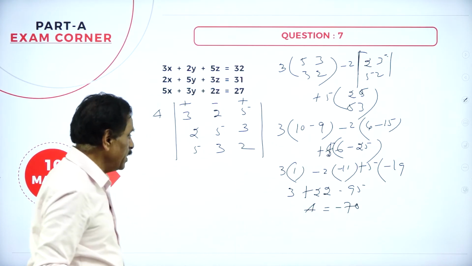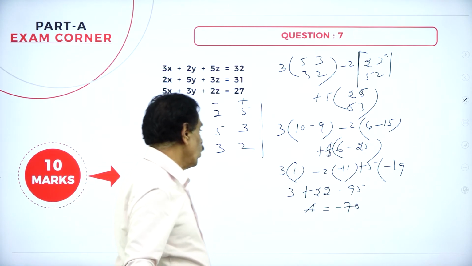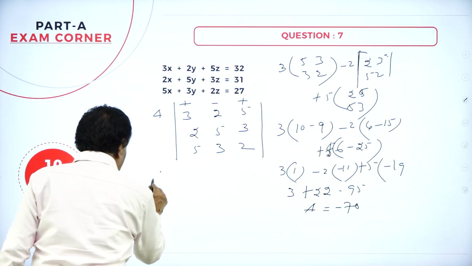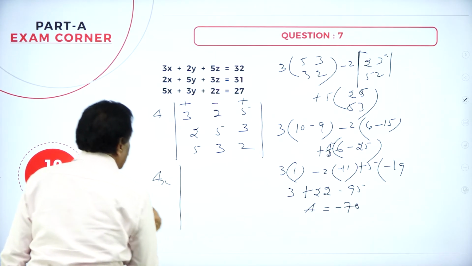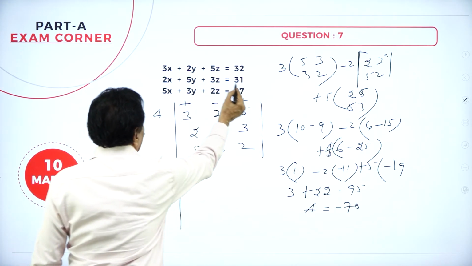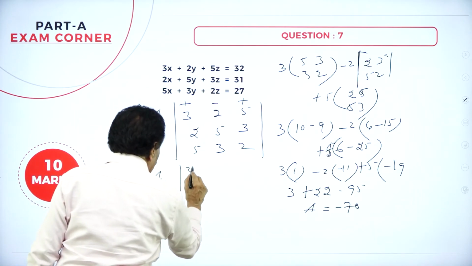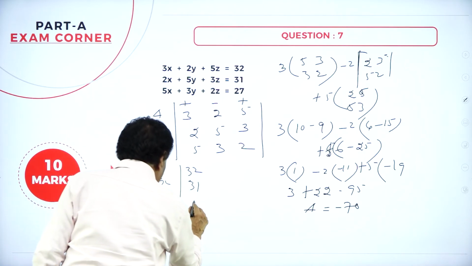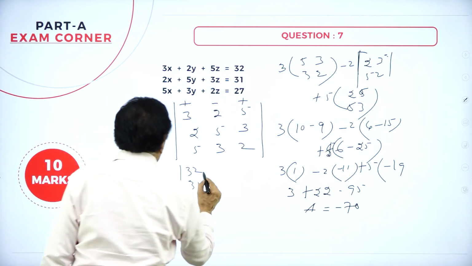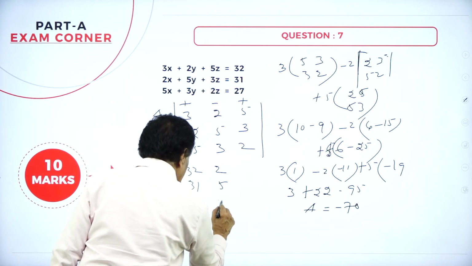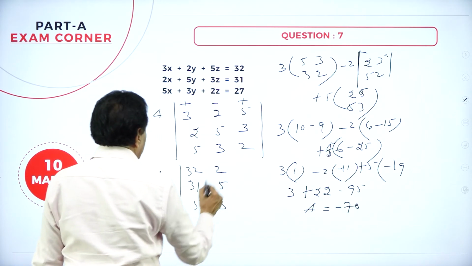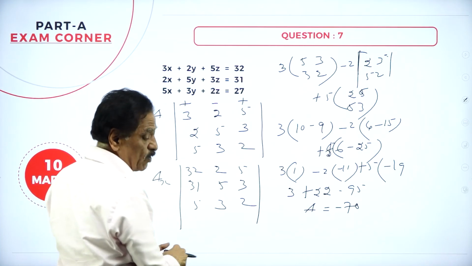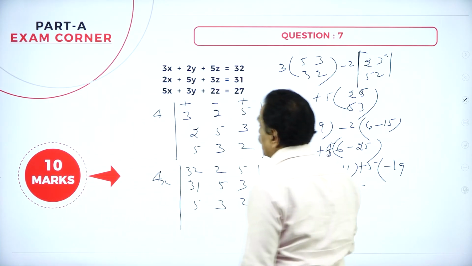I will do one for this. Then go with delta x. Here if you go the same way, I will write delta x. Other things remain. This column changes to this: 32, 31, 5. The second remains the same: 2, 5, 3. Then 5, 3, 2. Rotation system. Same thing you have to do for this. Then you have to find out the value. We have done this in the U2.